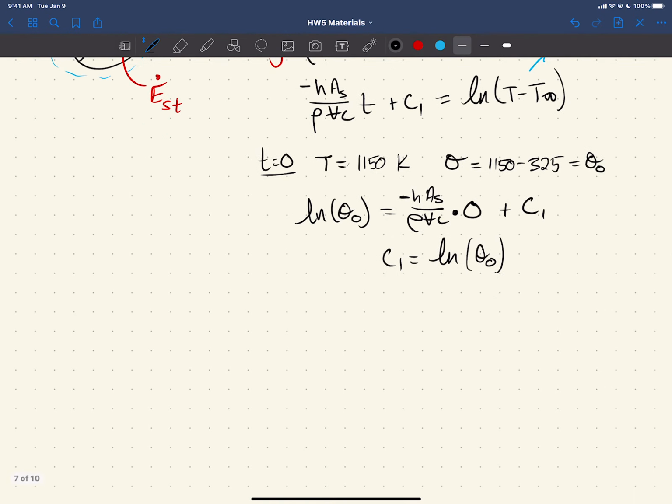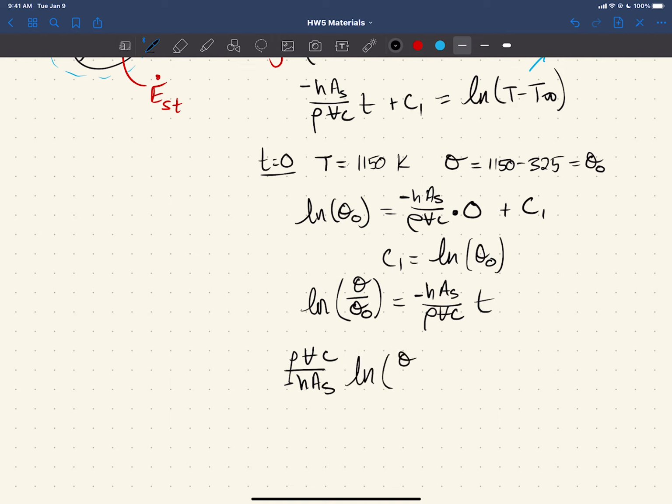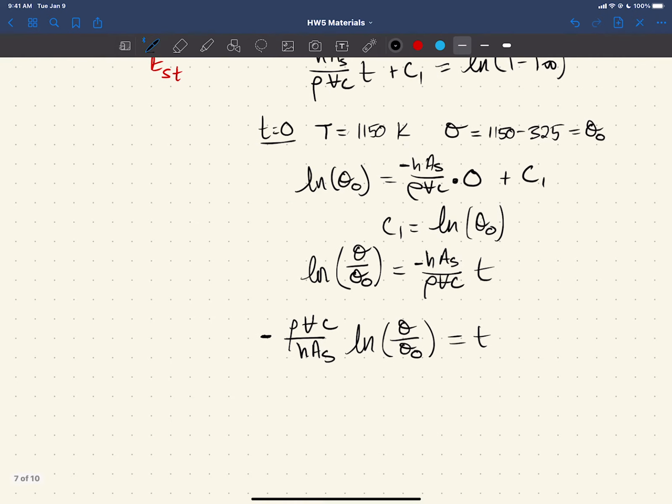So I'm going to do all that algebra that I explained before, and you end up with this: theta over theta naught is equal to minus h A sub S over rho V C times t. So we got all that. And then at this point, you solve for t: minus rho V C over h A sub S times ln of theta over theta naught is equal to t. Let me put the minus out in front of this whole thing.